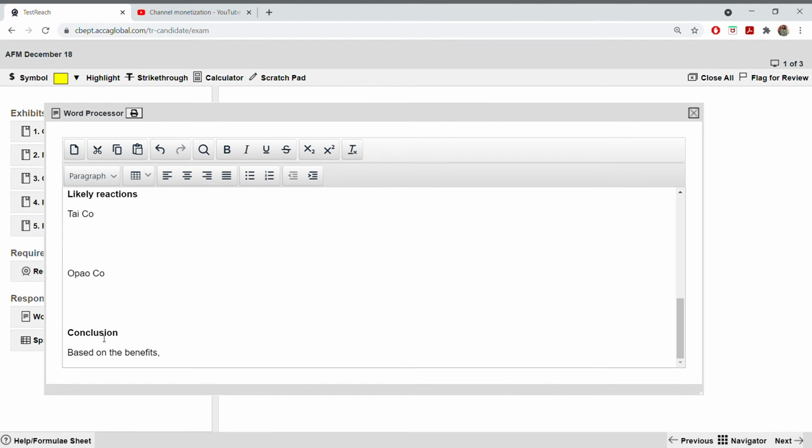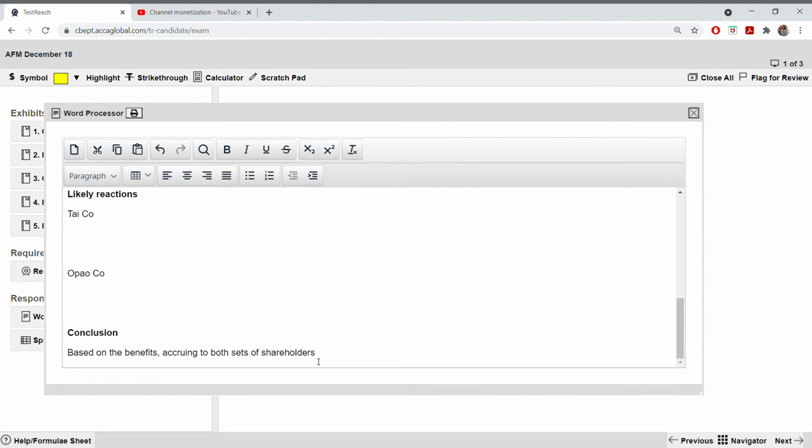Based on the benefits, according to both sets of shareholders, make a note of this. Just see how I'm using short words. I'm making the sentence shorter and shorter. I'm not saying acquiring Thai shareholders and Oppo shareholders, I'm just saying both. Rather than using two separate names, I'm just saying both. Just using one word and finishing it.